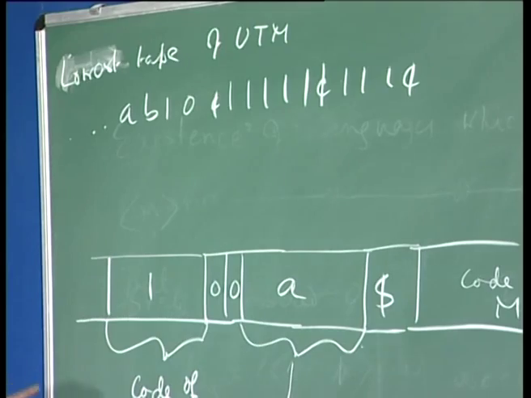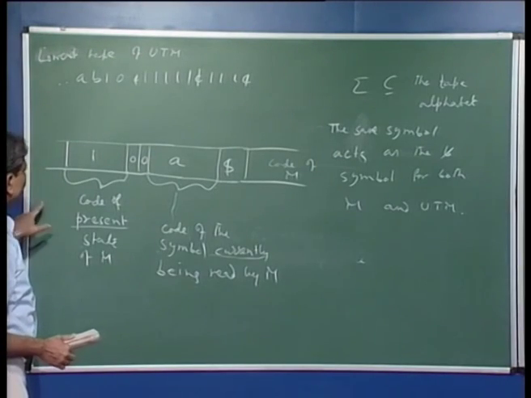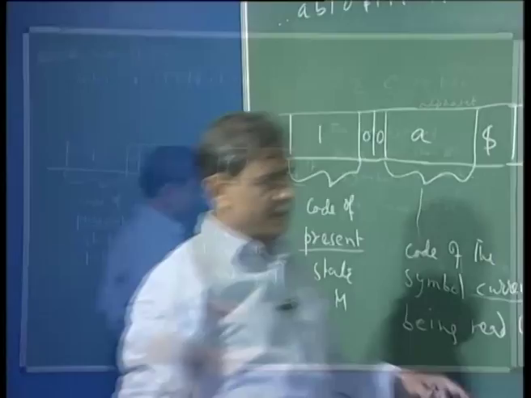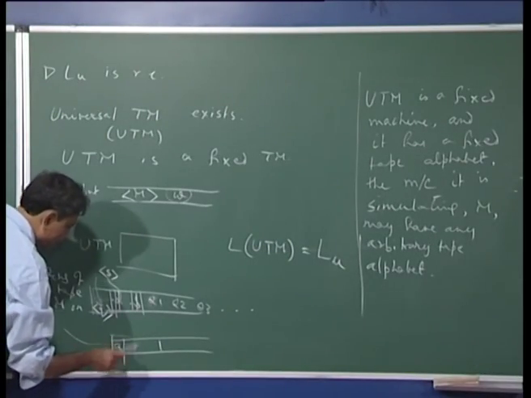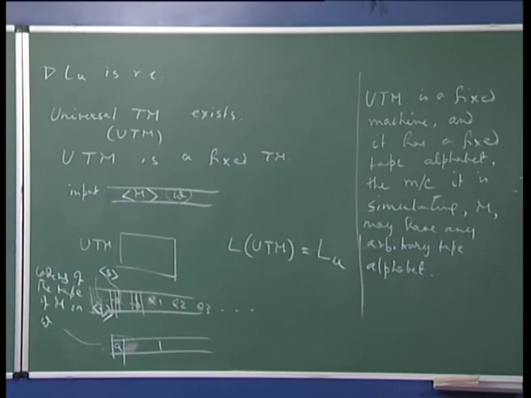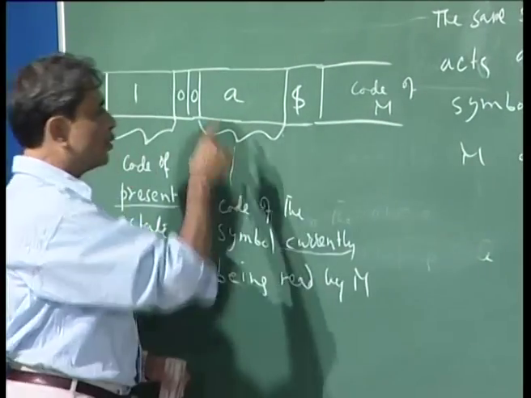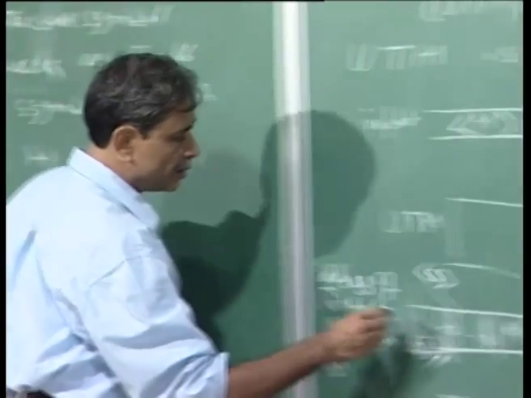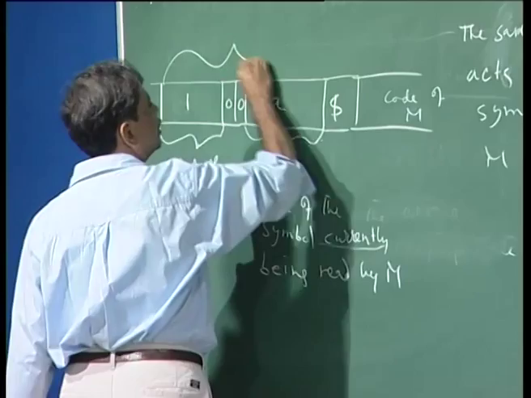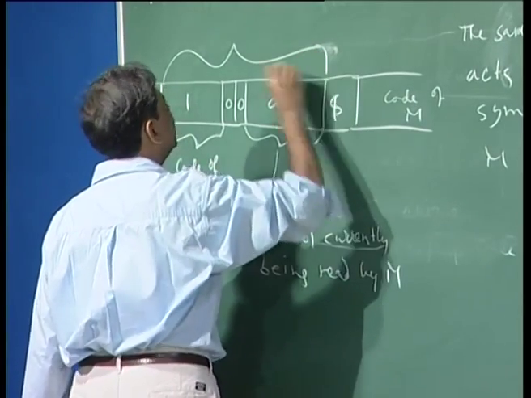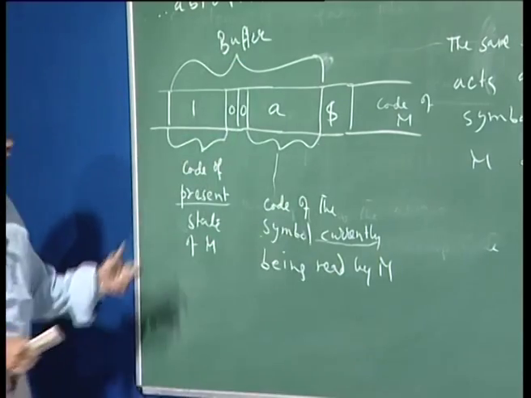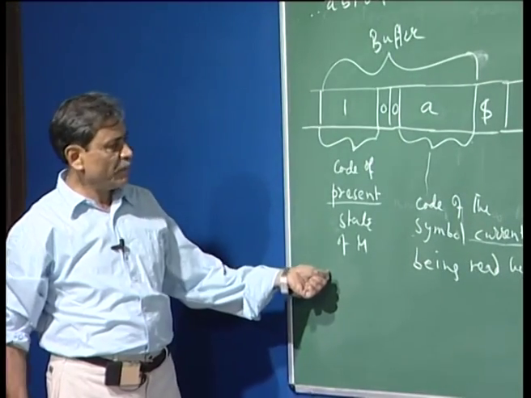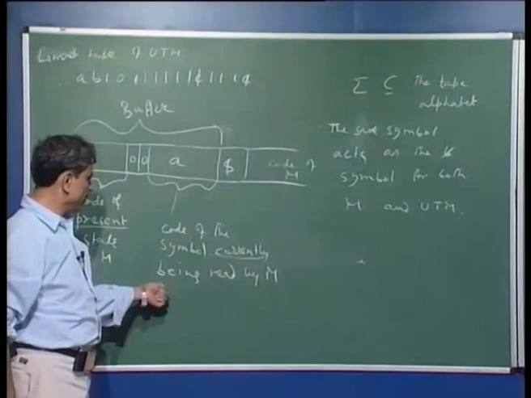Now, you see, what we said is initially, suppose the symbol A is the first symbol of W, that we can copy in this part, which is the expanded version here. And this we call the buffer region. So, the buffer contains the code of the present state of M, and the code of the symbol currently being read by M.